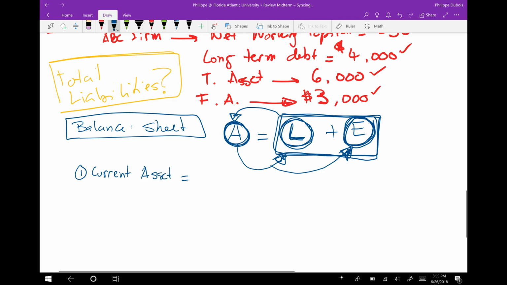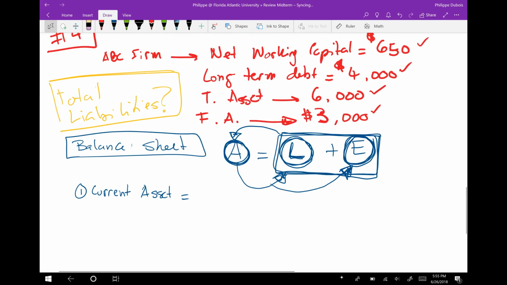How do you calculate the current asset? Well, you know that you have your total asset, right? And you have the amount of your fixed asset. So it's very easy to come up with your current asset, because your total asset, let me write it this way, your total asset is your current asset plus your fixed asset.